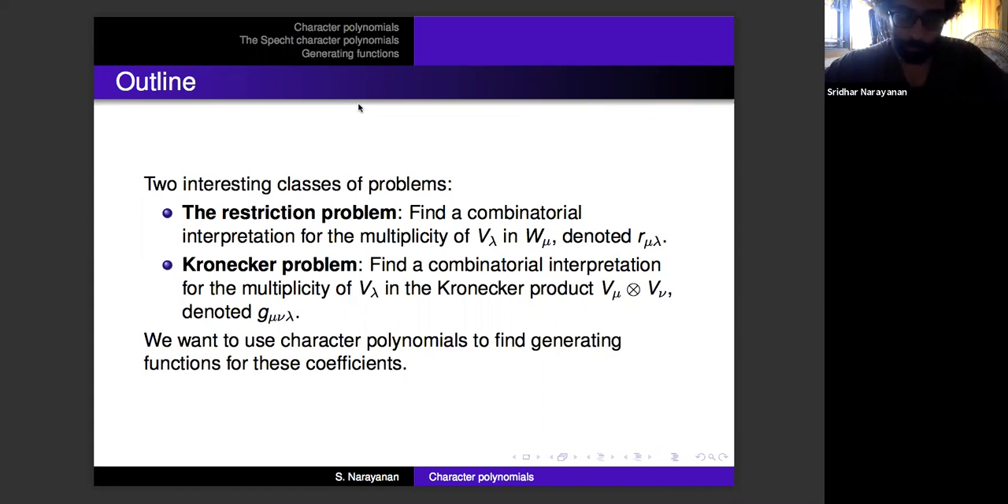expanding plethysm. So if you have the plethysm of one symmetric function into another symmetric function, you want to expand them in a particular basis of symmetric functions. Usually the questions relate to how to expand them in the Schur basis, but also the monomial basis or anything really. So what are the coefficients? What do they count? That's the third type of problem. So mainly we want to get insights on the first two types of problems, the restriction problem and the Kronecker problem, which is why we want to use character polynomials and to find generating functions for these.